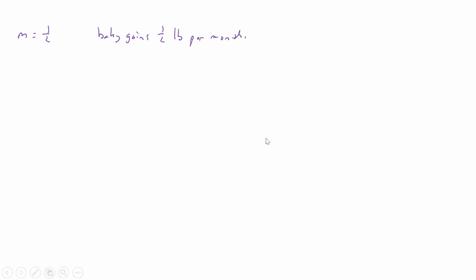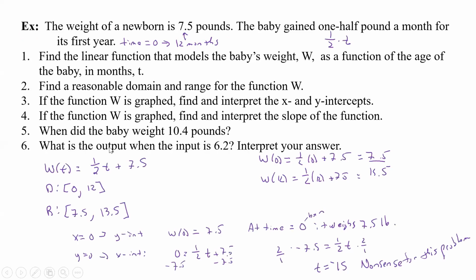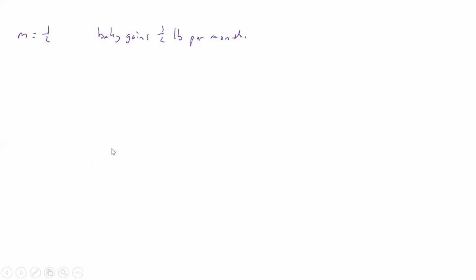All right, so then the next question said, when did the baby weigh 10.4 pounds? Well, the weight, w of t, is going to be equal to 10.4 pounds. And so we just set that equal to our 1/2 t plus 7.5. Okay, so now we subtract 7.5.